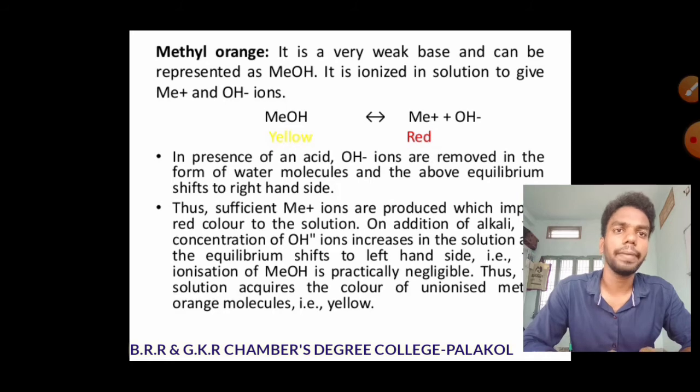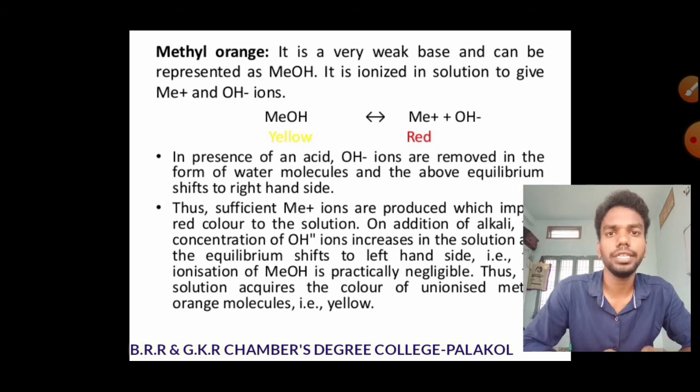Now we are adding methyl orange indicator, which has the ions Me plus and OH minus. Now the reaction goes towards the right side, because a neutralization process takes place here. Neutralization, because OH minus ions from methyl orange and H plus ions already there combine to form H2O, right? So this is neutral. So the reaction goes towards the right side.